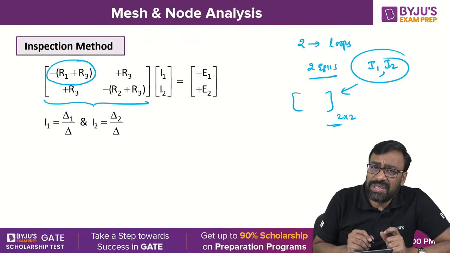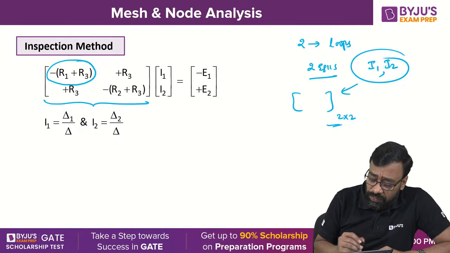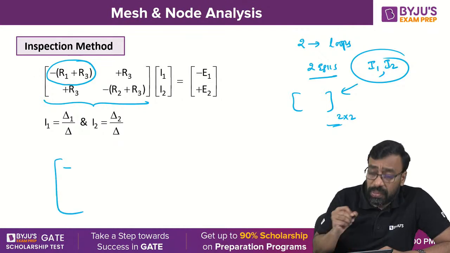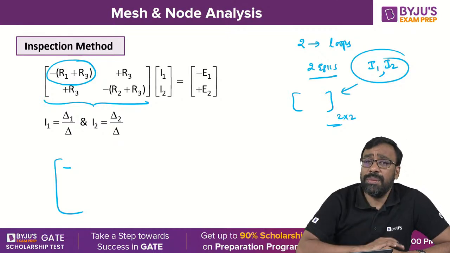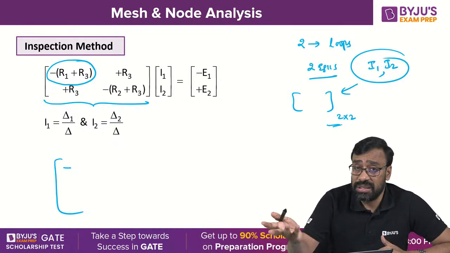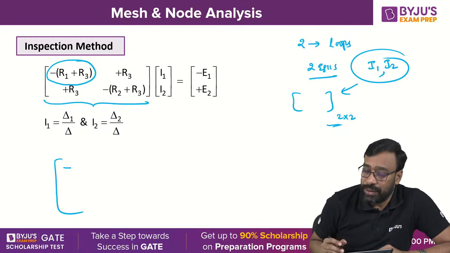When you write that first term, the 1 1 element, first you take the negative sign. I'll tell you why you're taking the negative sign. It is a predefined sign. Sir, I want to take the positive sign. Yes, you can also take positive. Doesn't matter, but my practice is always the negative sign.